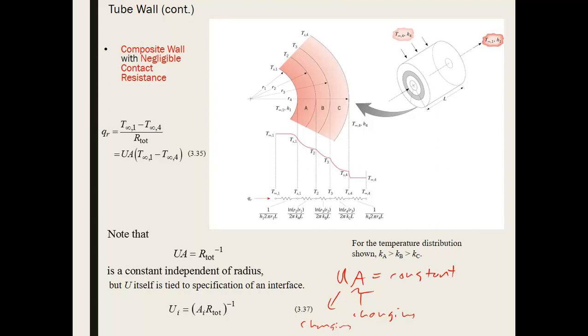So think of U and A in this case as a single variable and not as two different variables, because it's not particularly useful to think of them separately. You want to think of them together in a cylindrical system like this.